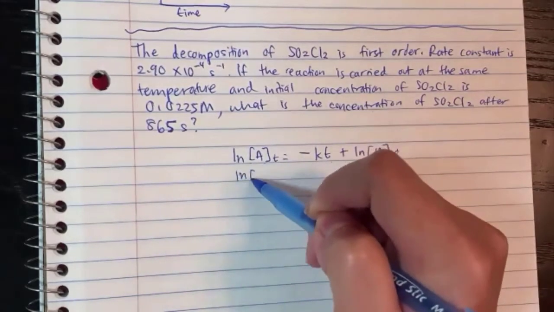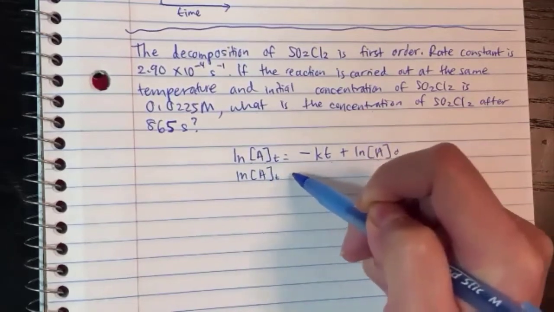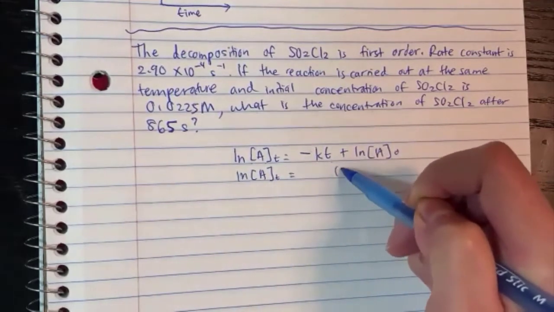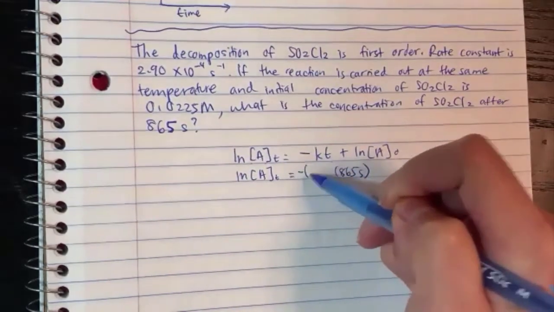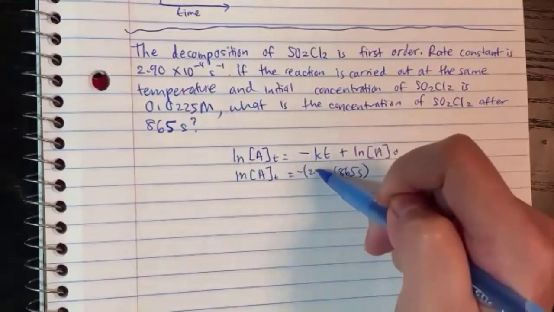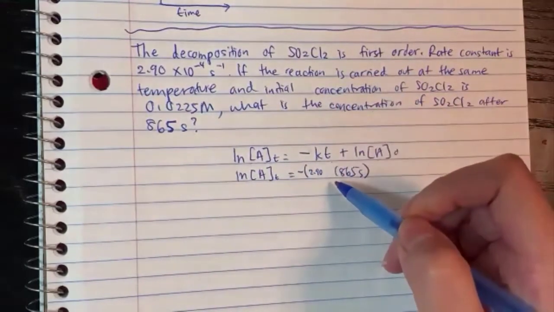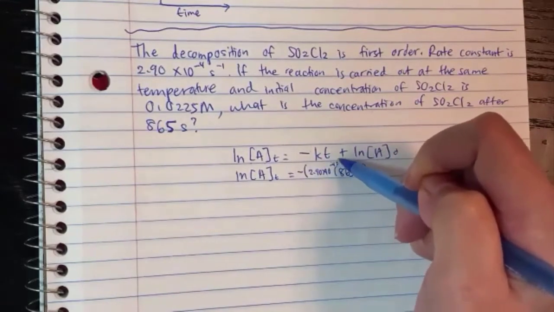So we're going to look for ln A at time t, which we know is 865 seconds. So our time t is 865. Plug that in here. Now it's negative k. Do we have a value for k? We do. The rate constant is 2.90, sorry, I ran out of space, it's going to write a little bit small, times 10 to the minus 4 per second.